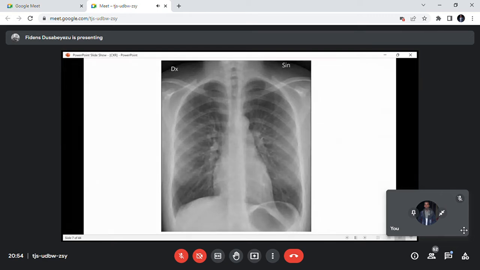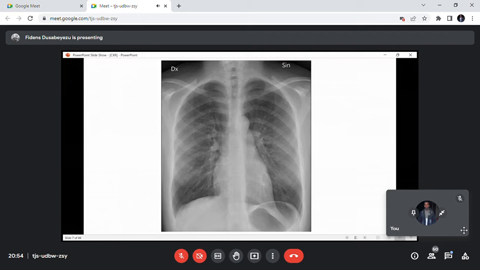Okay? So before I go to the third step, let me tell you, never start analyzing the film without checking very well the technical qualities of the film. Because you will put a disease where there is no disease. And if there is any question, you can ask, but let me continue.